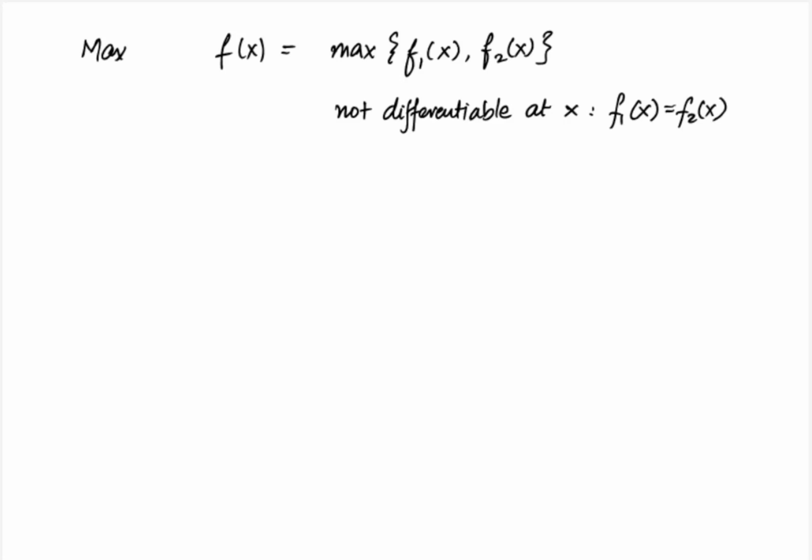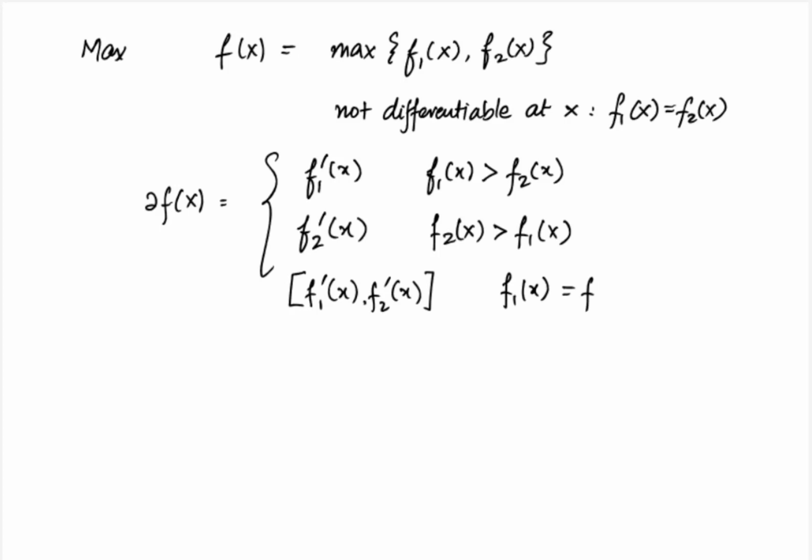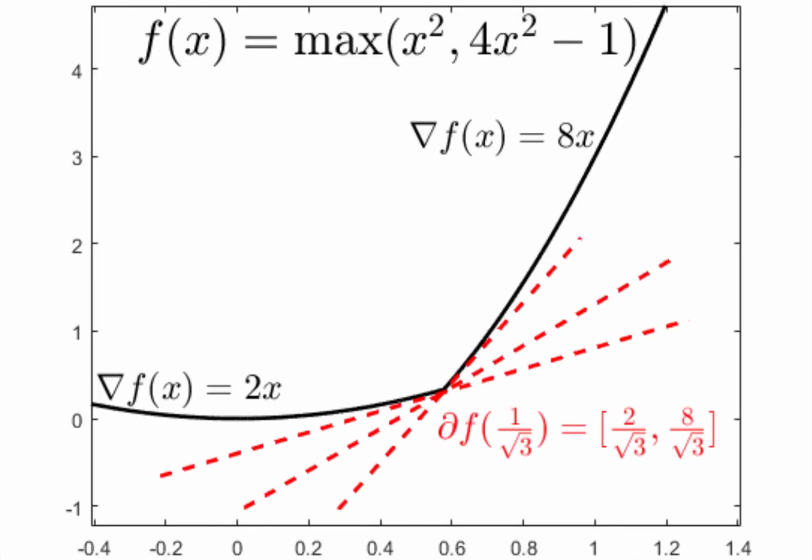In fact, if we are considering the scalar case, the subdifferential of f at x is equal to f1 prime of x for all x such that f1 of x is greater than f2 of x, and is equal to f2 prime of x for all x such that f1 of x is less than f2 of x, but is equal to the interval f1 prime of x comma f2 prime of x if f1 of x equals f2 of x. So the figure demonstrates this point.